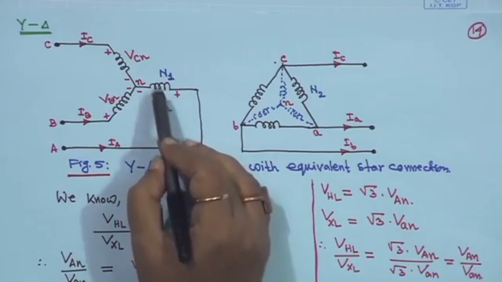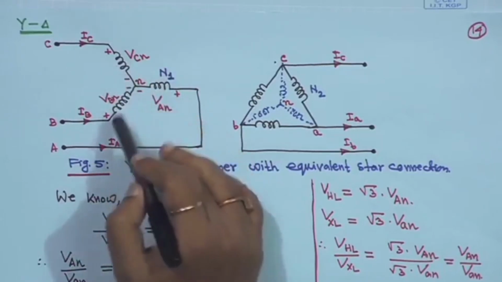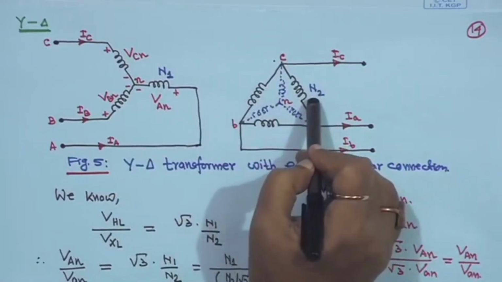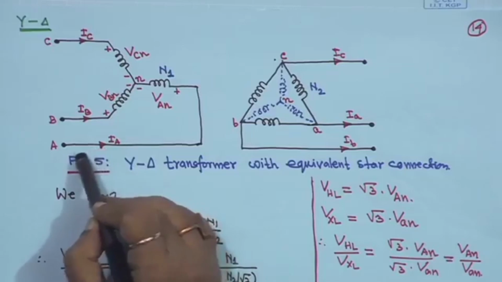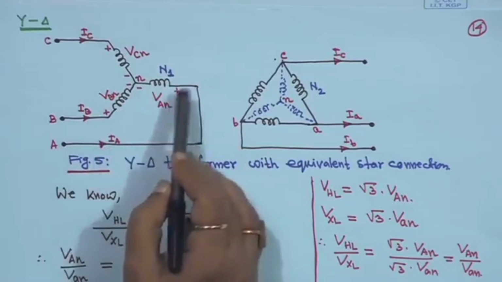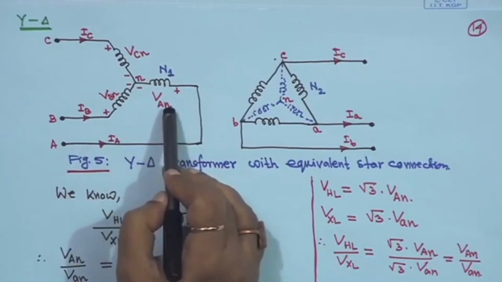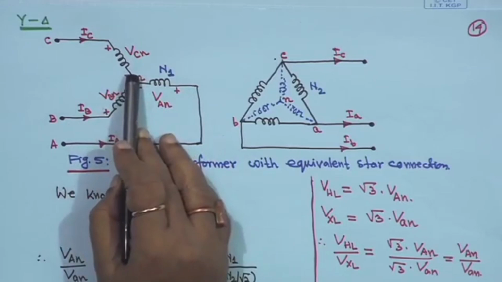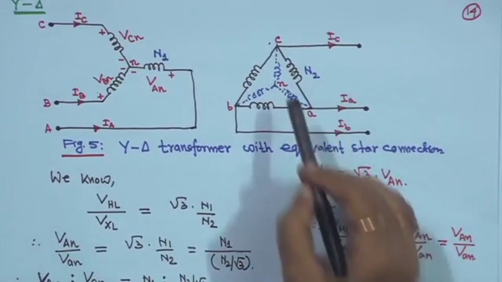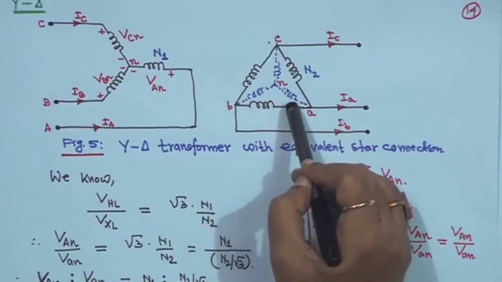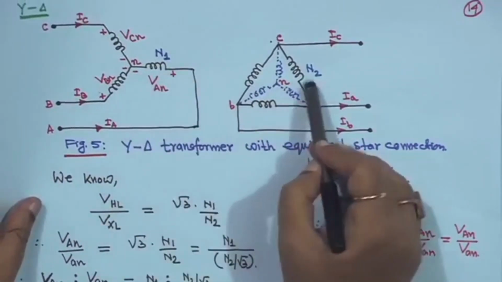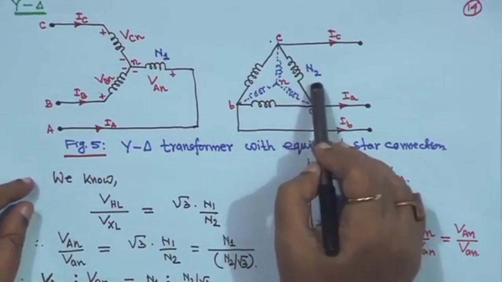For each phase the number of turns is N1, here also N1, N1, in one phase. On the delta side it is N2, N2, N2, and the star side is the same as before, plus minus, plus minus, plus minus. This is line to neutral voltage VAN, for the phases VBN and VCN. Similarly for the delta side it is A, B, C, and this is the equivalent star, I will come to that later. Turns per phase is N1, and here line and phase have the same voltage. So it is N2, right.